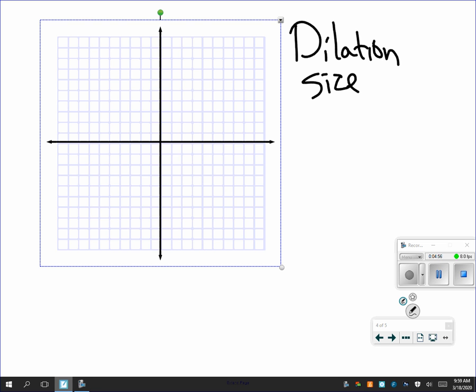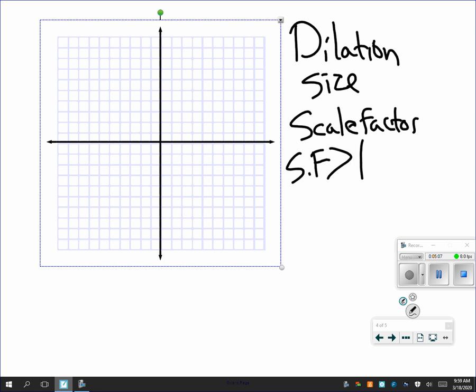So the key is something called a scale factor. How do we want this thing to grow or shrink? So if we want to grow, we're going to want a scale factor that is greater than 1. If we want it to shrink, we're going to look at a scale factor that's less than 1, like half the size, 2/3 the size.